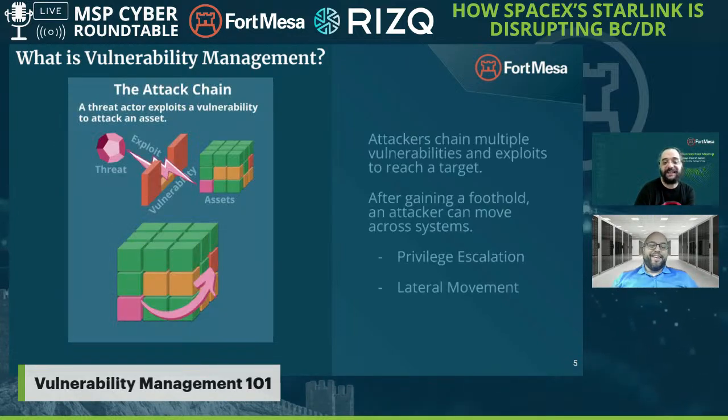So I teased it, so I'm going to do the little miniature version here. A threat actor exploits a vulnerability to impact a loss in an asset. And then once the attackers get in there, they then move laterally through a network between assets, and they escalate privileges to create their losses. So that's a little 101 on the vocab here.